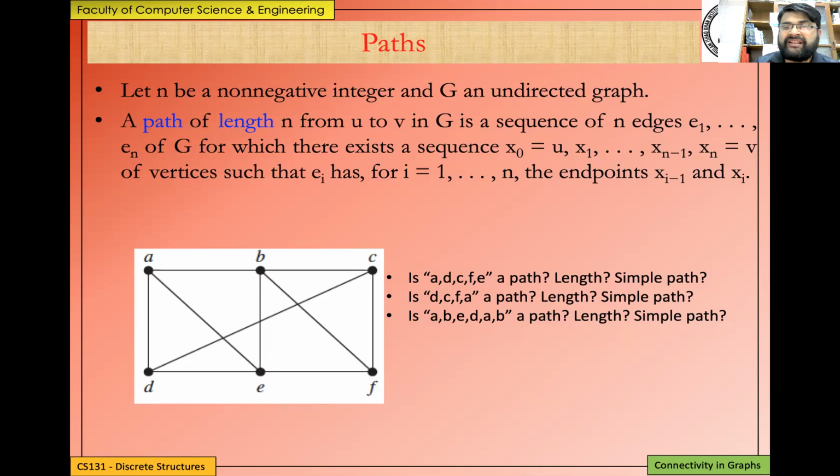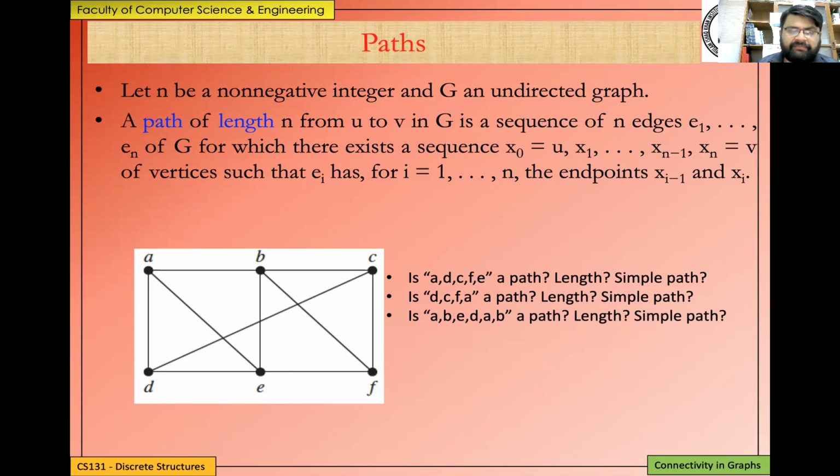Notice that we start from x0, so there are n plus 1 different vertices possible in this path and n edges, such that ei, for i equal to 1 to n, has the endpoints xi minus 1 and xi, right? So each edge has particular endpoints.